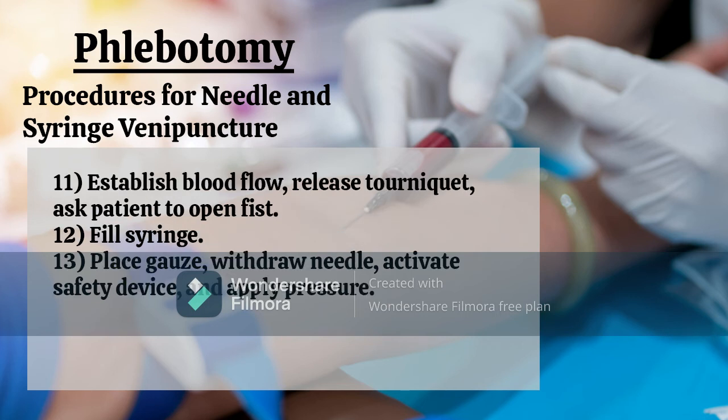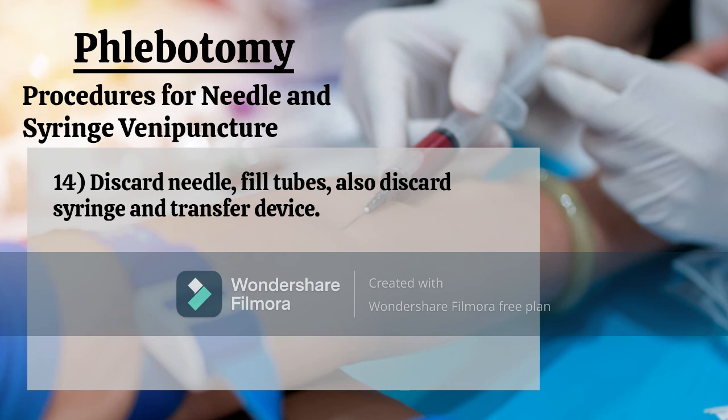Procedures for needle and syringe venipuncture. 11. Establish blood flow, release tourniquet, ask patient to open fist. 12. Fill syringe. 13. Place gauze, withdraw needle, activate safety device and apply pressure. 14. Discard needle, fill tubes, also discard syringe and transfer device.